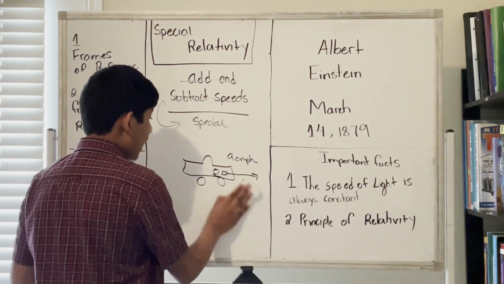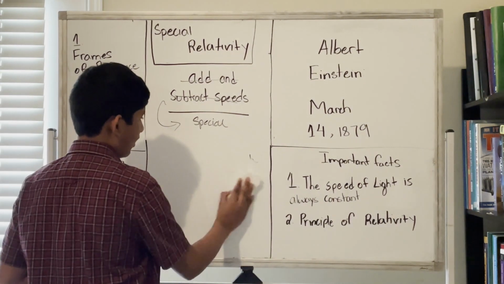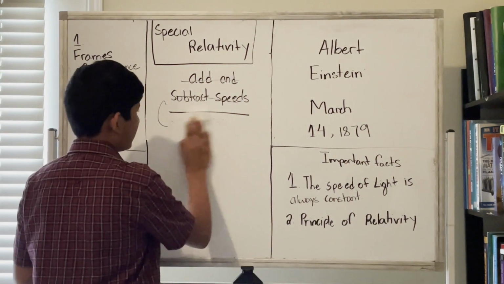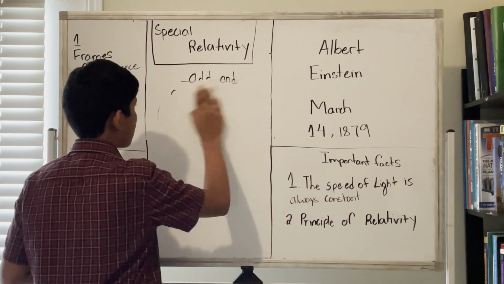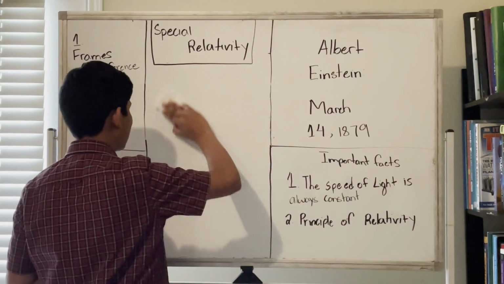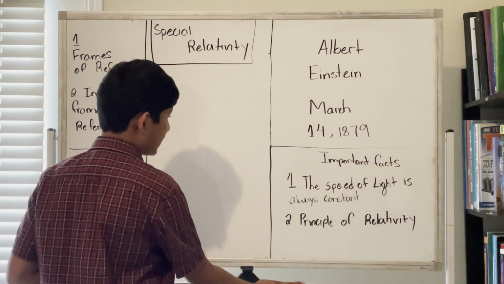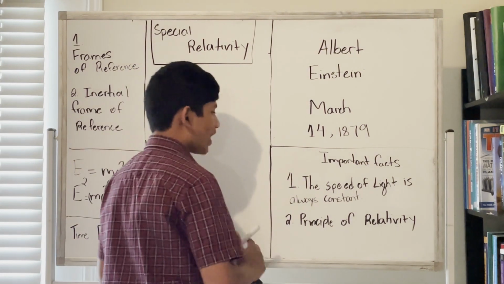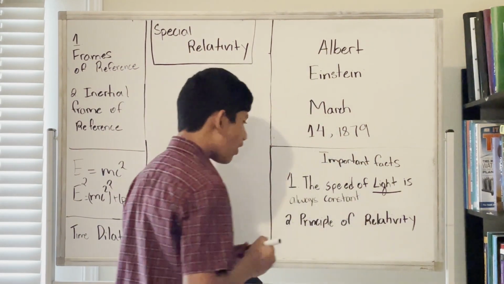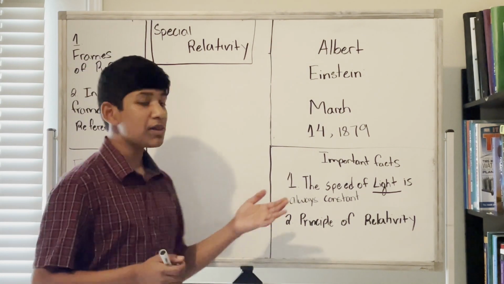Okay, and this only works for light. If we have any other, for example, like a ball or anything, we still can add and subtract velocities, but when we consider light, we can't because it has a definite speed. That's why the speed of light, specifically, is always constant. Okay, now let's talk about the principle of relativity.